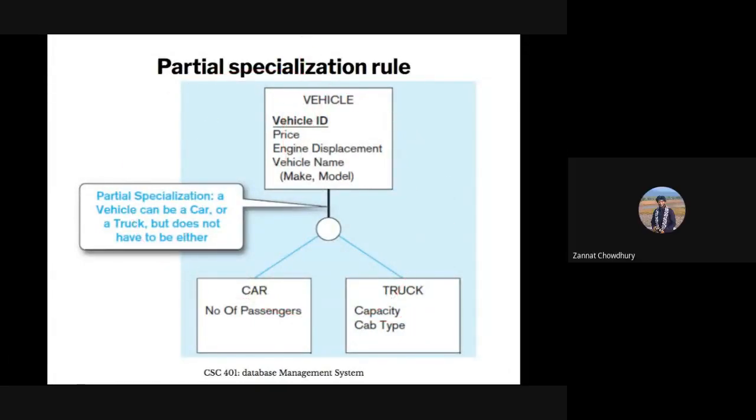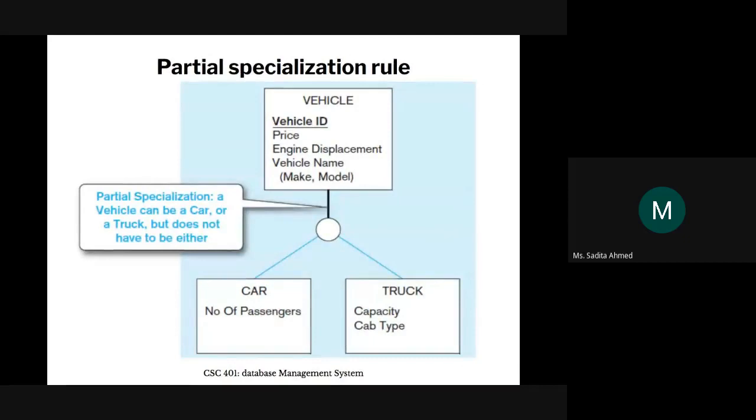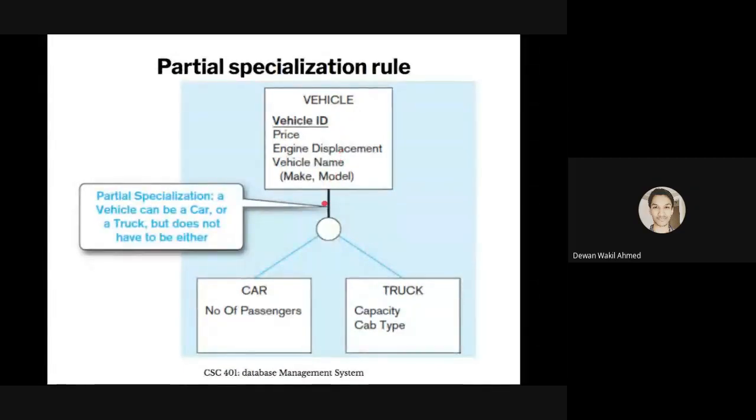In this example, should we follow the disjoint rule or the overlap rule? Disjoint rule. It's not a complete specialization, so I don't think it will be either of those.